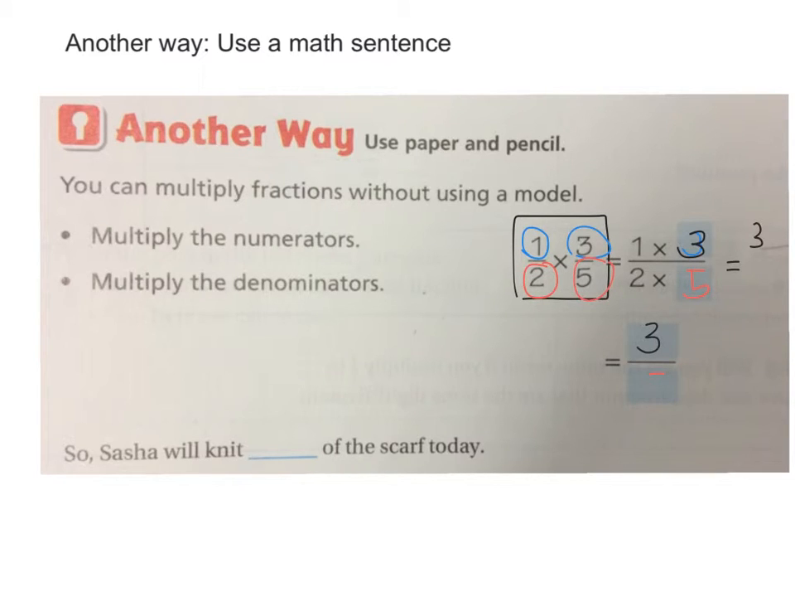Oh, sorry. What is 2 times 5? Thank you. Again, we have to be very precise when we do math. 2 times 5 is 10. So how much of the scarf will Sasha knit today? 3/10. So you can see that we get the same answer regardless of if we use a model or if we multiply the numerators and then we multiply the denominators.